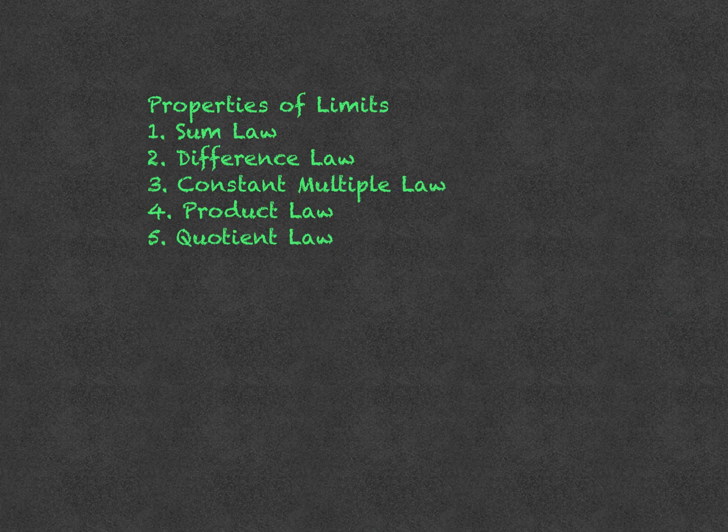So we have the sum law, so the limit of a sum is the sum of the limits. We have the difference law, which is similar. We have the constant multiple law, so the limit of a constant times a function is the constant times the limit, so you could pull the constant out of the limit. The product law, the limit of a product is the product of the limits, and similarly for the quotient, provided the limit in the denominator is not 0. So that takes us into looking at a couple of examples.